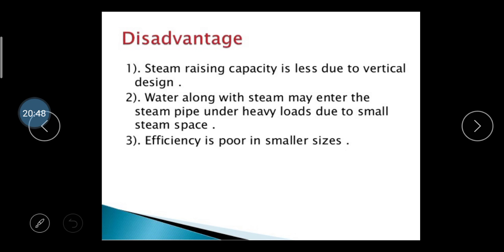First, steam raising capacity is very low due to the vertical design. Second, water along with the steam may enter the steam pipe, and the heat is low due to the small steam space. Third, efficiency is very poor in the smaller size. When you install a very small Cochran boiler, it cannot give higher efficiency. So here are the disadvantages and advantages, and then the construction diagram of the overall Cochran boiler.